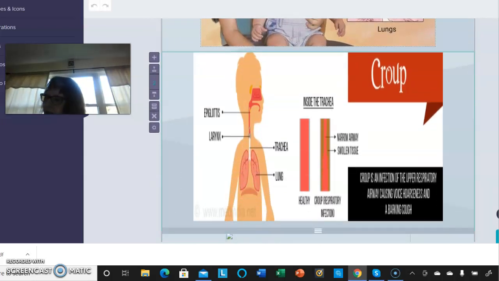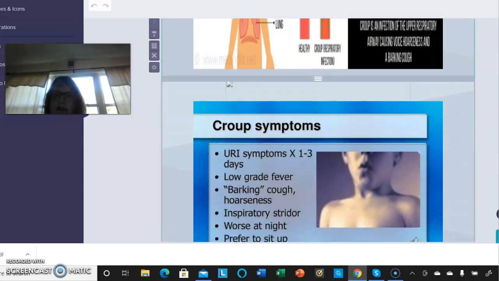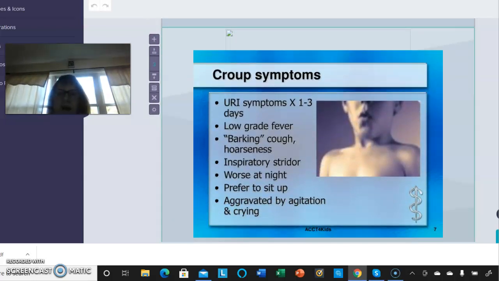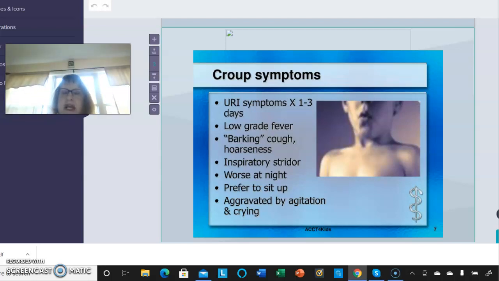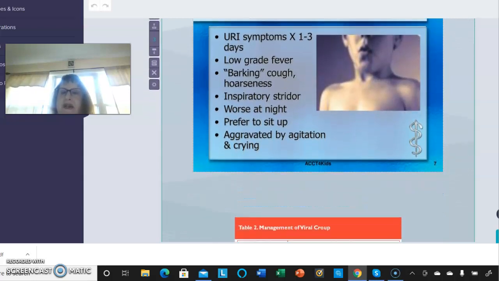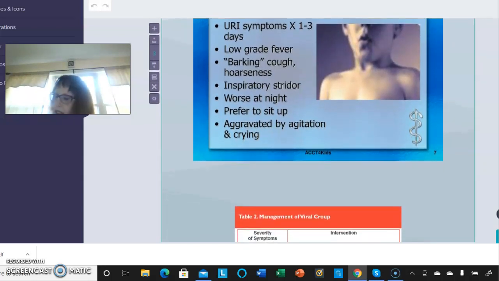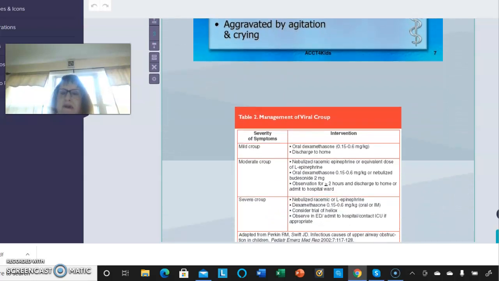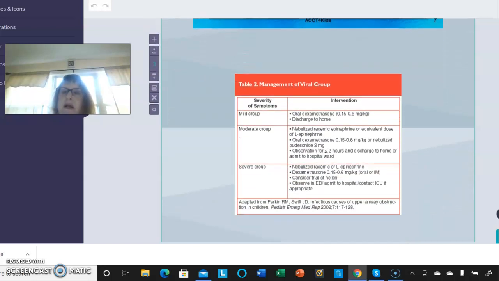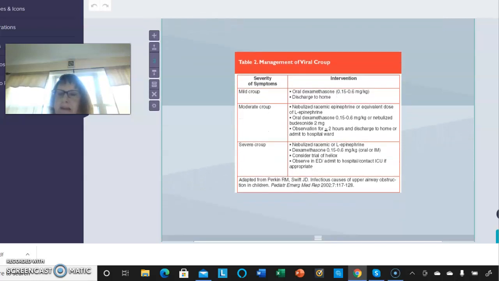Croup is normally caused by a virus or parainfluenza virus. Some croup symptoms are upper respiratory symptoms for 1 to 3 days, low-grade fever, barking cough or hoarseness, inspiratory stridor, a cough that is worse at night. The child prefers to sit up and is aggravated by agitation and crying. Management of viral croup is usually cool mist air, oral steroids, and sometimes epinephrine.